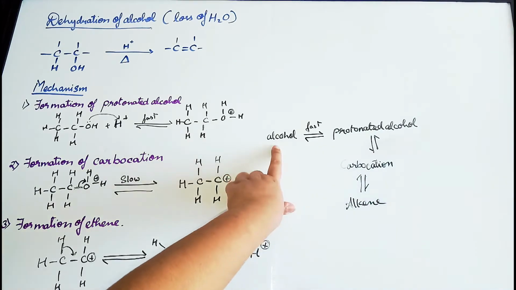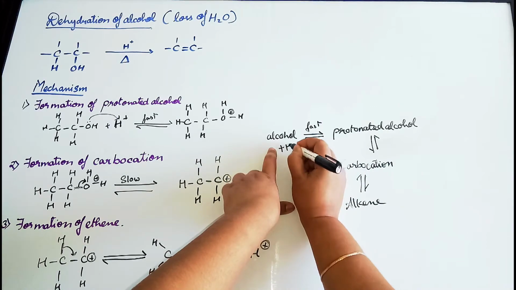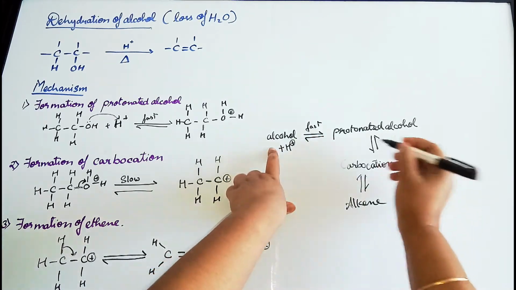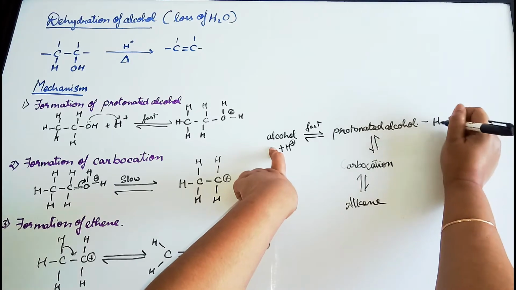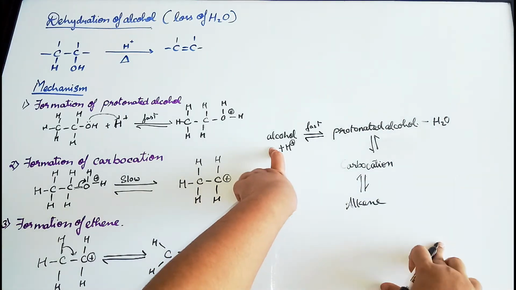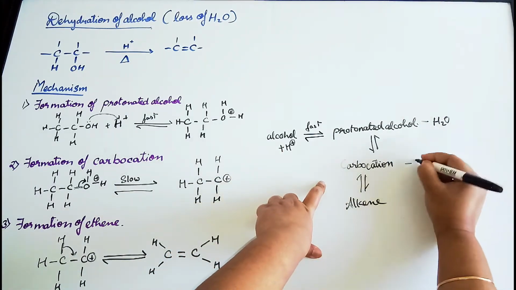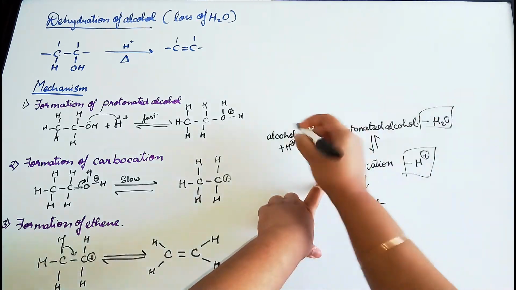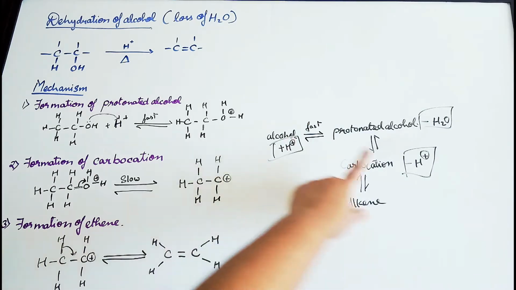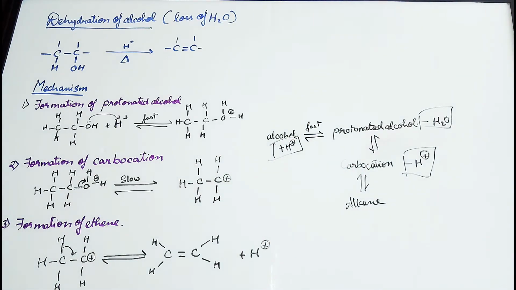The first step is taken by the addition of H plus. This conversion takes place by the removal of water, minus H2O. The carbocation is also losing a H plus. Put these in boxes and you have the mechanism in just one line. So with that we're done with the dehydration of alcohols, that is the loss of a water molecule.